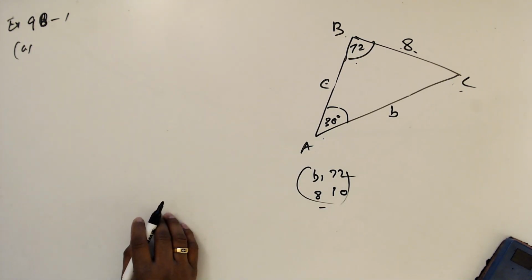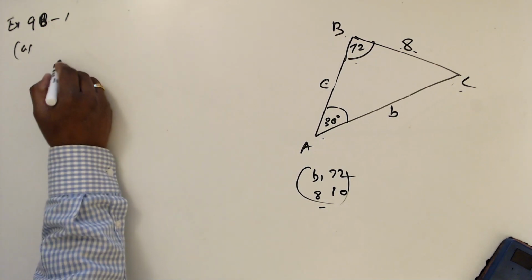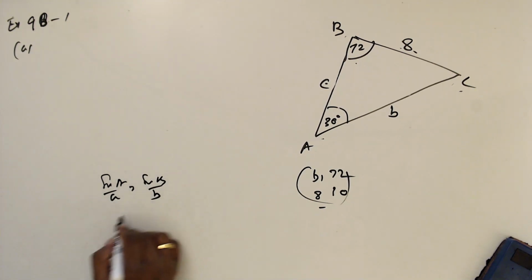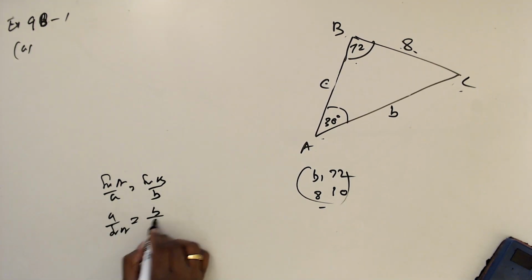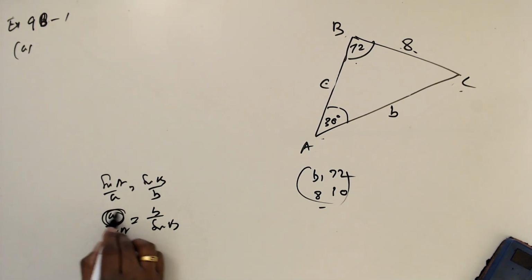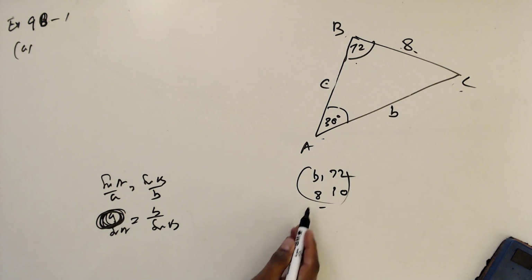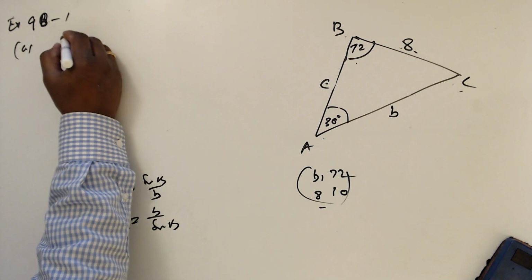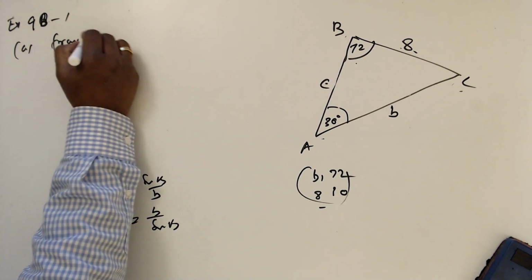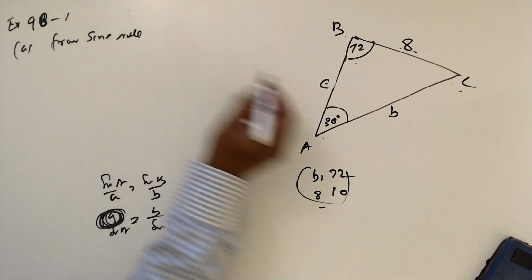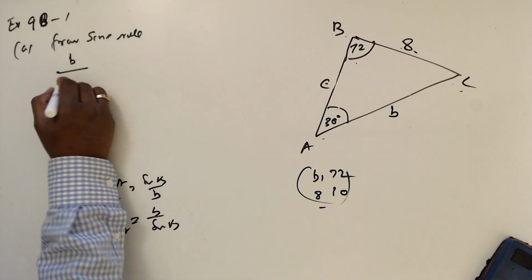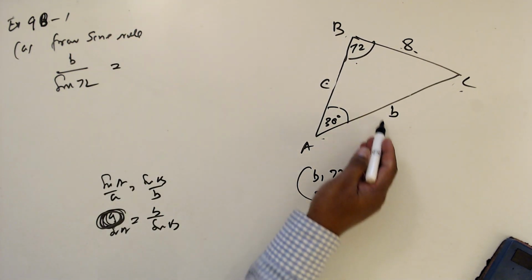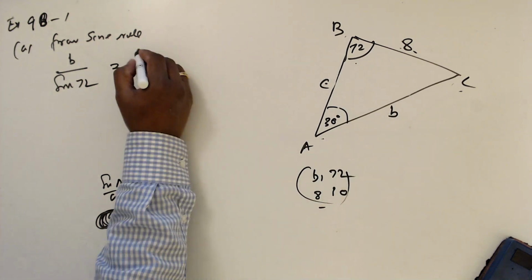We can write the sine rule. So then I'm going to write it the other way around. It means sine A over A and sine B over B, or A over sine A and B over sine B. Which one is better? This one, because the unknown is in the numerator. So I'm using B over sine B from the sine rule: B over sine 72 equals 8 over sine 30.